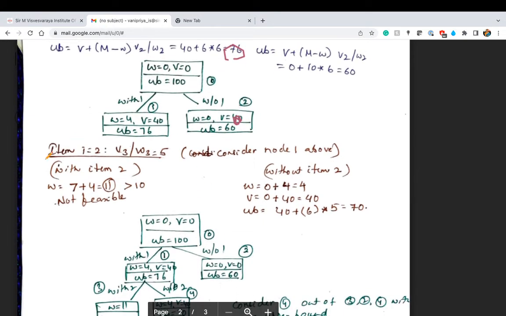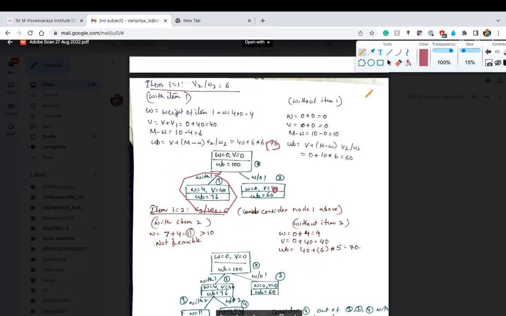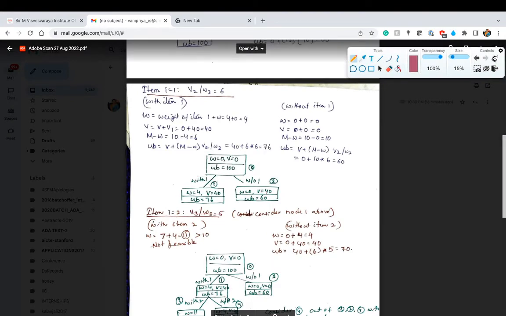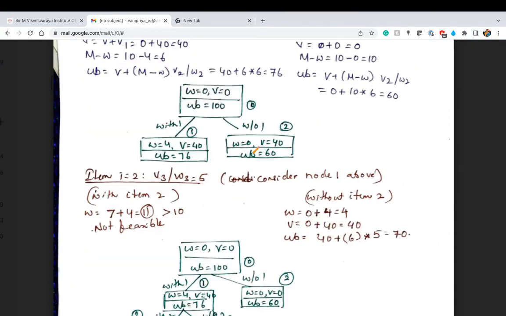Next, let us do the numbering for the nodes. So this is 0, this is 1 and this is 2. In nodes 1 and 2, we find that the upper bound of this one is 76 and the upper bound of this one is 60. Because we are talking about the upper bound, obviously we will choose this particular node, that is 1. We are going to expand this node. Next, we have to consider the next item. What is that next item?